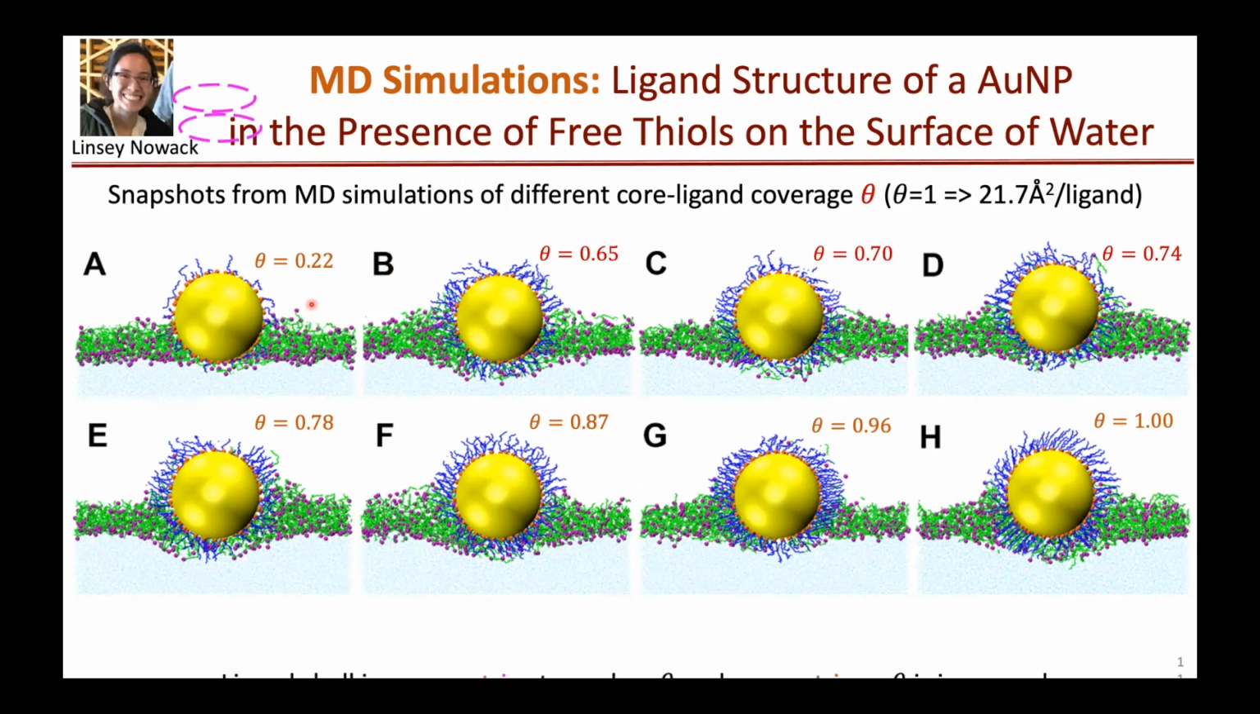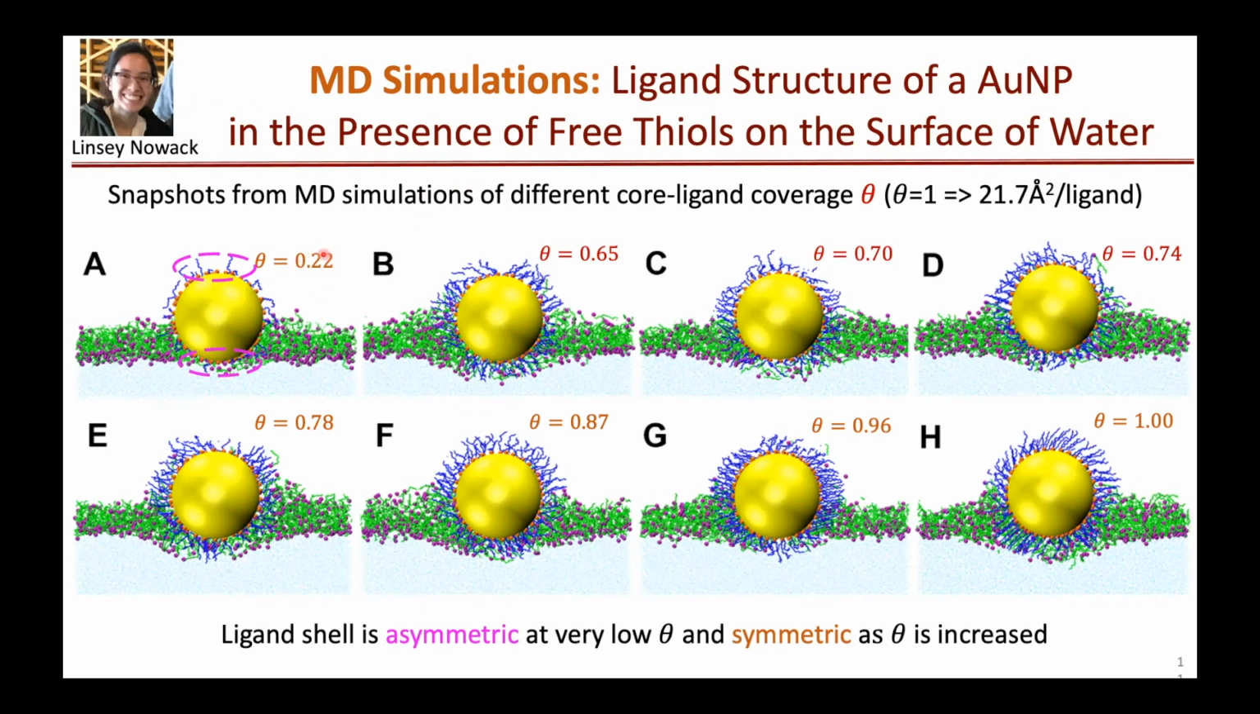So at the lower thiol concentration of a 22% coverage, which is experimentally unachievable, the thiol distribution around the core is asymmetric. There are more hairs on the top than at the bottom. However, when theta increased to above 65%, the thiol distribution becomes symmetric. The asymmetry disappeared. In addition, she found that the nanoparticles actually make a dimple at the air-water interface.